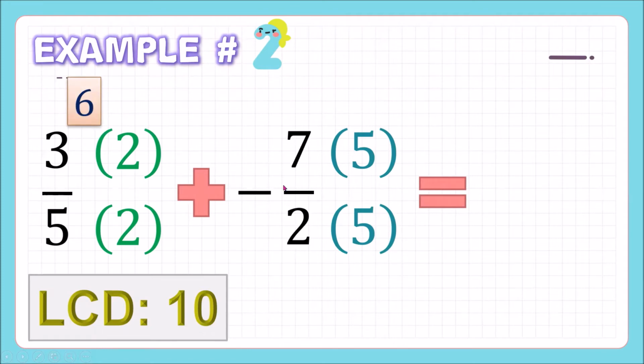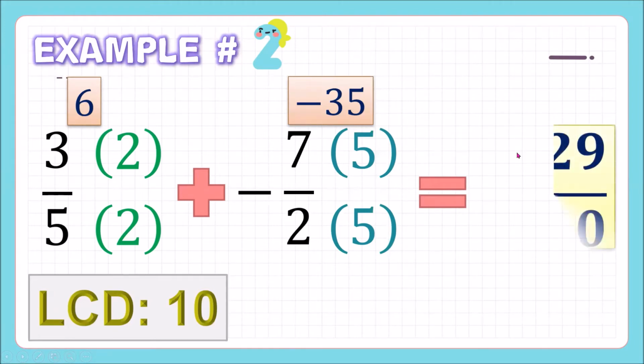Negative 7 over 2. So your 7 here is negative. So negative 7 times 5, we have negative 35. So let us simplify. 6 plus negative 35. They have different signs, so we need to subtract. 35 minus 6 is 29. And then copy the sign of the number with the larger absolute value. This is 35, and the sign of 35 is negative. So our answer will be negative 29 over 10.